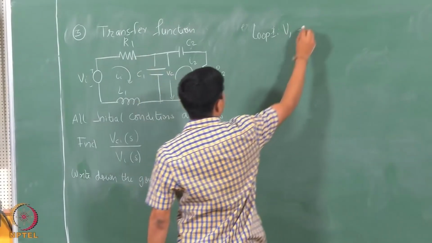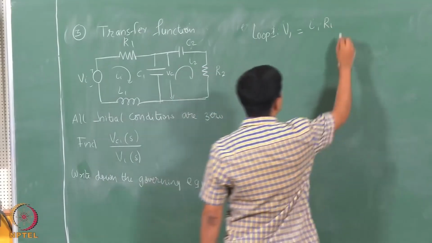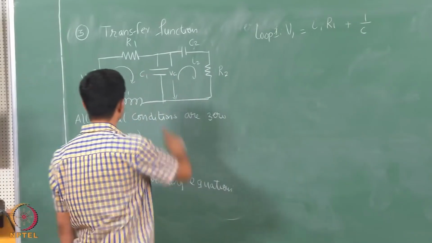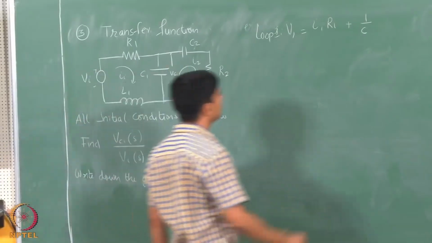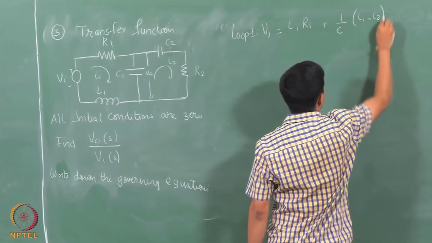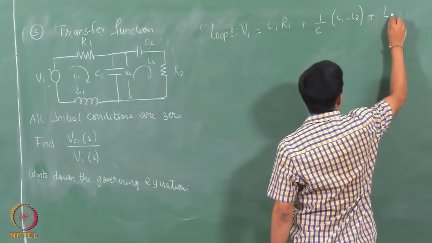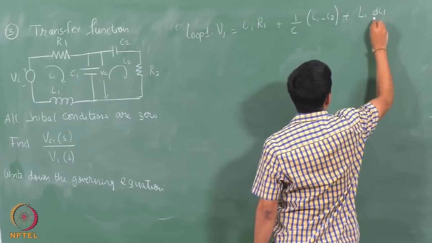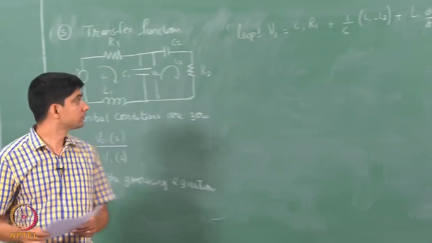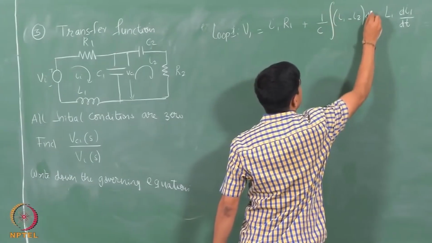V1 is I1 R1 plus 1 over C, so I have I1 minus I2, plus I have this guy, L1 dI1 by dt. Yeah, sorry, 1 over C integration.